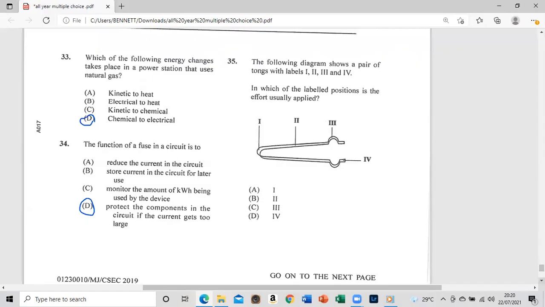35. The following diagram shows a pair of tongs with labels 1, 2, 3, and 4. In which of the labeled positions is the effort usually applied? So we probably locate the load, we can identify them. So it will be right here. So that is B. Let's move on to 36.